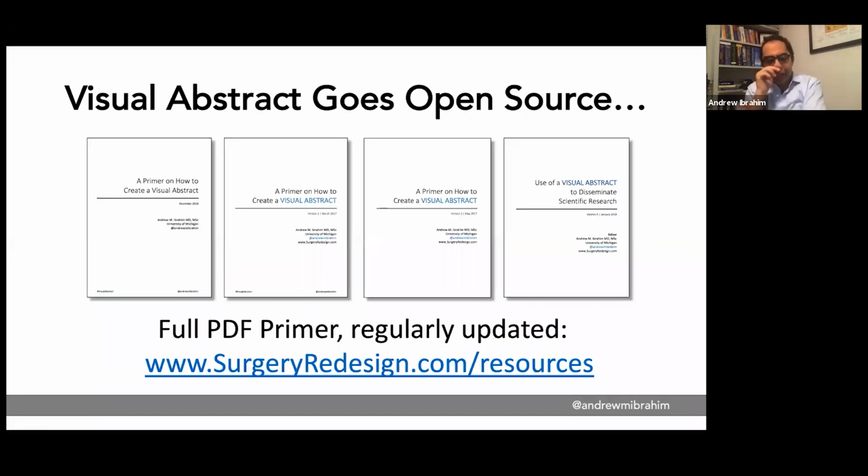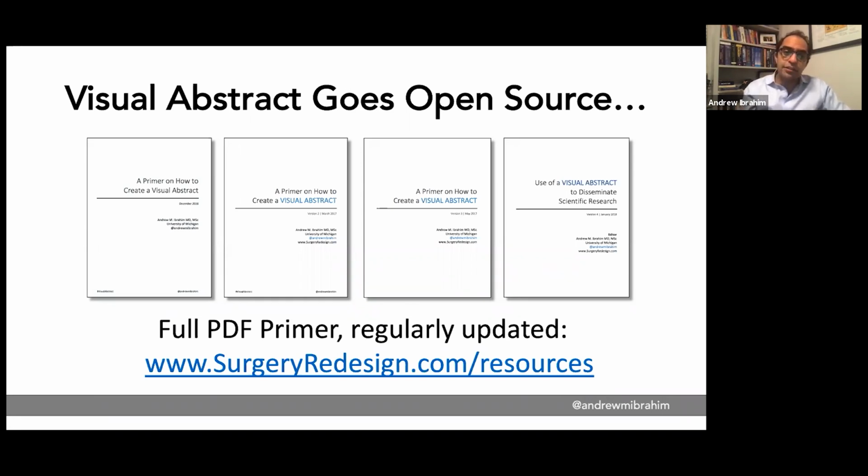So we kind of had to make a decision as an editorial board at the Annals of Surgery. Do we just keep this as a proprietary thing? Do we just say, if you want a visual abstract, you have to publish your work in the Annals of Surgery? Or do we go the opposite and think, hey, this is actually just really good for science and really good for our collective field, and we should just open source it?